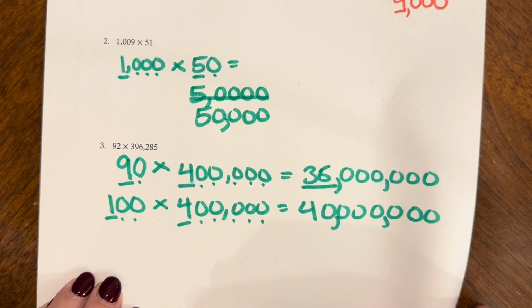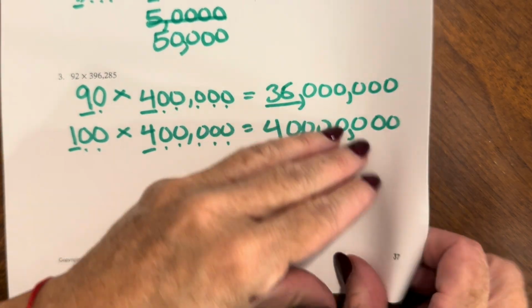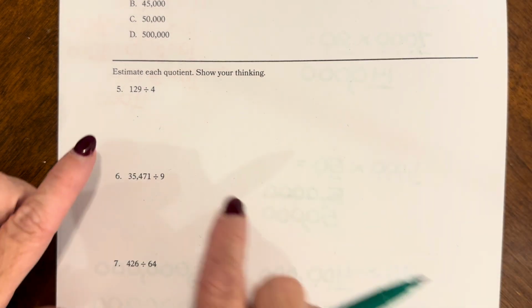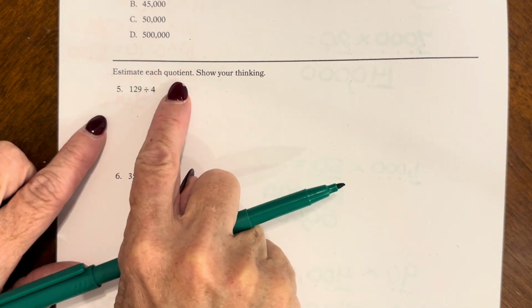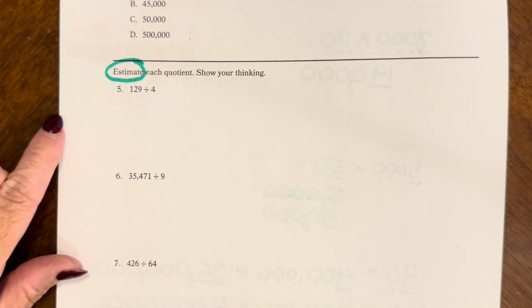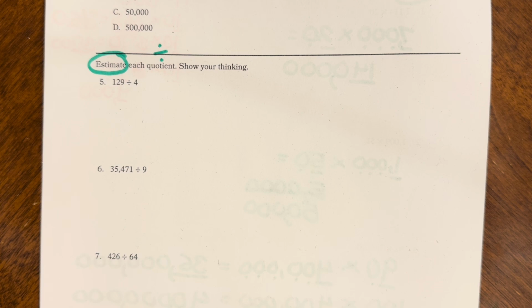Okay, let's turn the page and we're going to do some division. Sorry, ladies and gentlemen, my pages are stuck. Okay, we're gonna skip number 4 and go on to division. So this time it says, estimate each quotient. Show your thinking. So that estimate means that they don't want an exact answer, and quotient is the answer to a division problem. Okay, so our first one says 129 divided by 4.